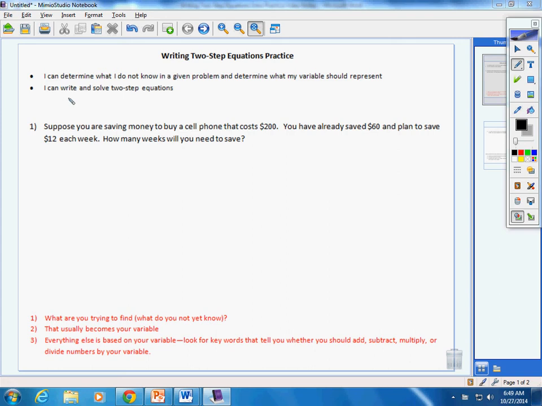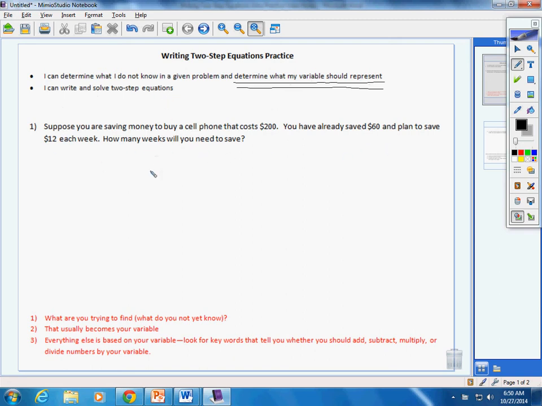Just like last section, you want to be able to say, I can determine what I do not know in a given problem and determine what my variable should represent. That's usually the toughest part, determining what your variable is going to represent. And then establishing everything else that should go around that, creating our equation. Secondly, we want to be able to say, I can write and solve two-step equations.